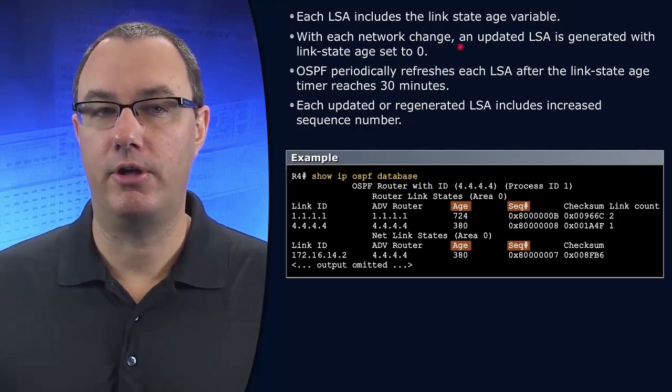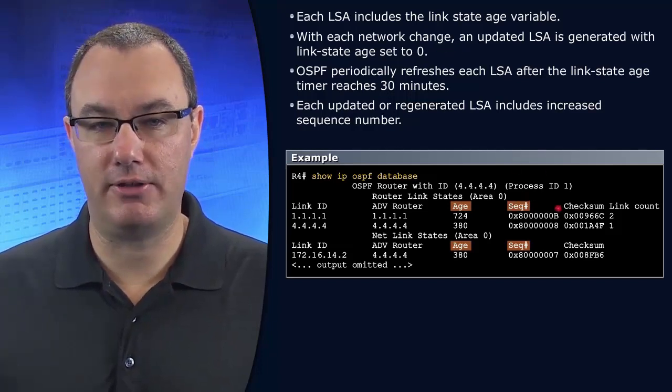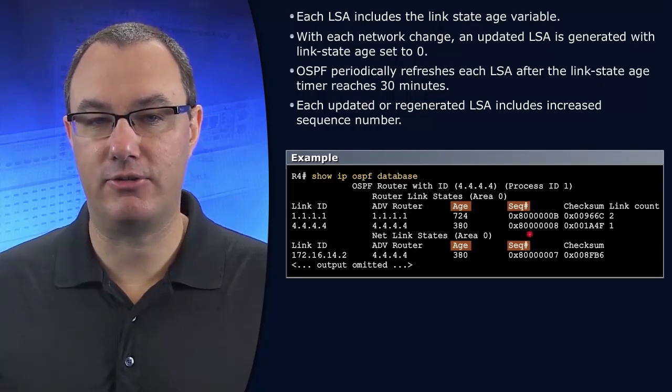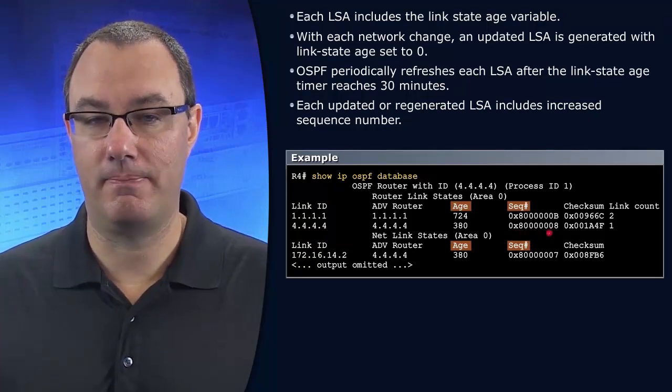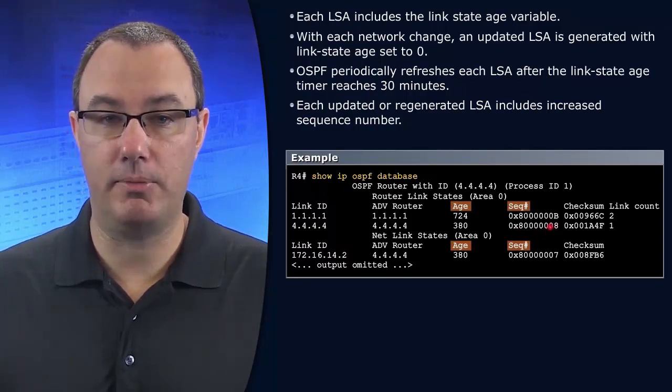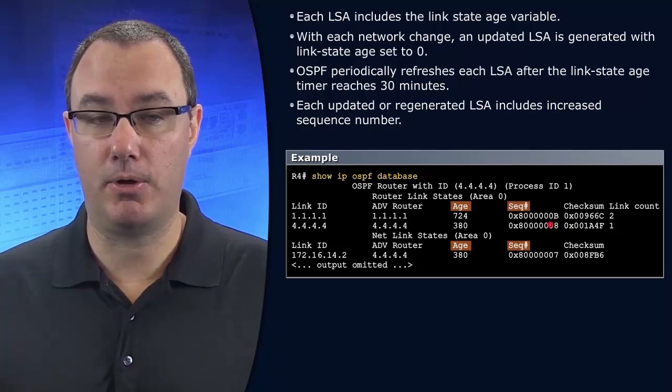Every single network change is going to increment the sequence number, and it begins around that hexadecimal value. 0x says hex, and then it's going to be 8 and a bunch of zeros. So if you see these going up frequently, that would be a sign maybe of a flapping network.